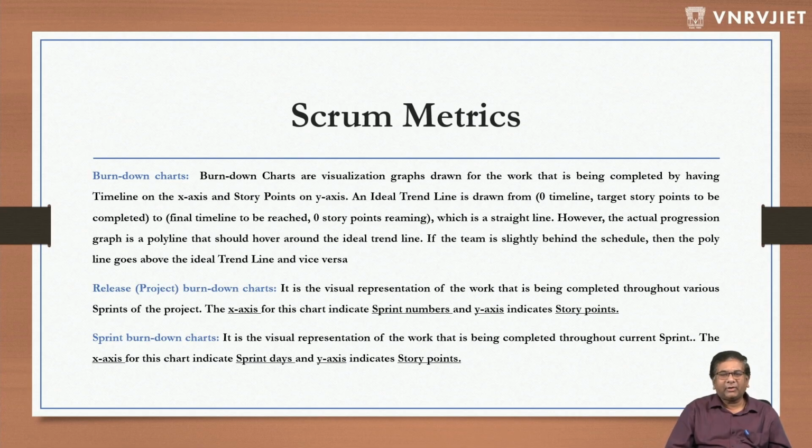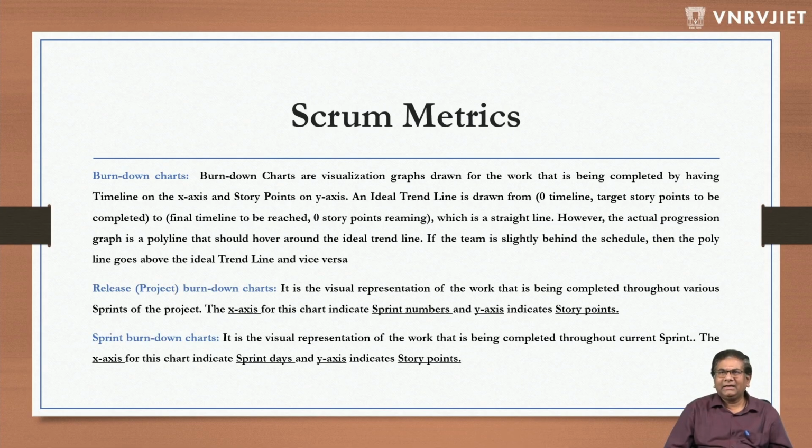However, the actual progression graph is a polyline that should hover around the ideal trend line. If the team is slightly behind schedule, then the polyline goes above the ideal trend line and vice versa. Now, what does it mean? When do we use burn down charts? The way it works, the logic is simple.